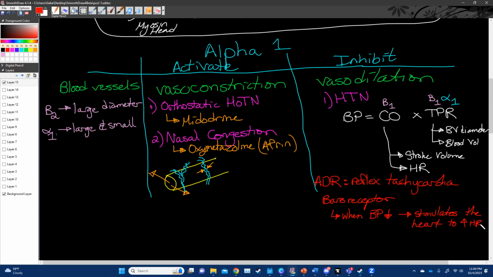So your blood pressure goes down, and so the baroreceptor says, we need to get this back up. The fastest way to do that, make the heart beat faster. It's also going to cause more renin to be released. And so over time, you're going to raise that blood pressure. But the more immediate effect is we get that reflex tachycardia.